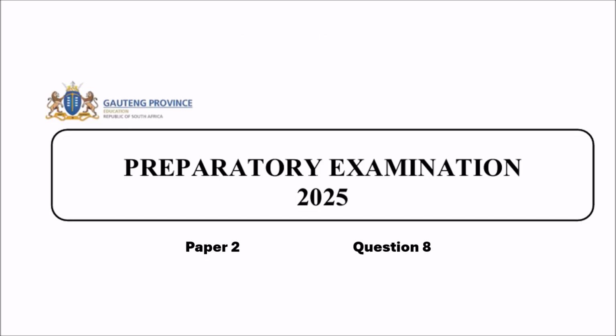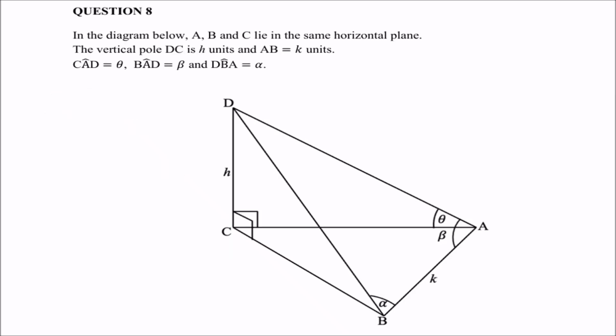Gauteng Province Preparatory Examination 2025, Paper 2, Question 8. In the diagram below, which is a three-dimensional diagram, A, B, and C lie in the same horizontal plane. The vertical pole DC is H units and AB is K units. Angle CAB is theta and angle BAD is beta. And of course, angle DBA is alpha.